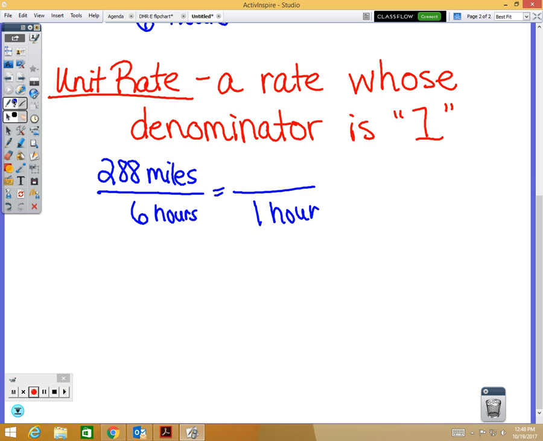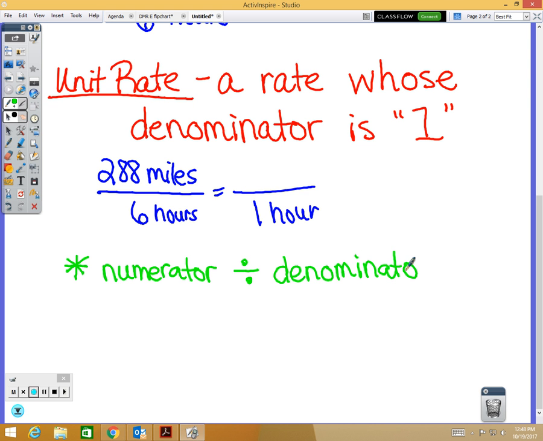So the way that you're going to find a unit rate is you're going to do the numerator divided by the denominator. And if you don't like those big words and you always confuse them, I'm going to make it even easier for you. You're going to do the top divided by the bottom, okay? Top divided by bottom. So go ahead and turn on your calculator and put into your calculator 288 divided by 6.